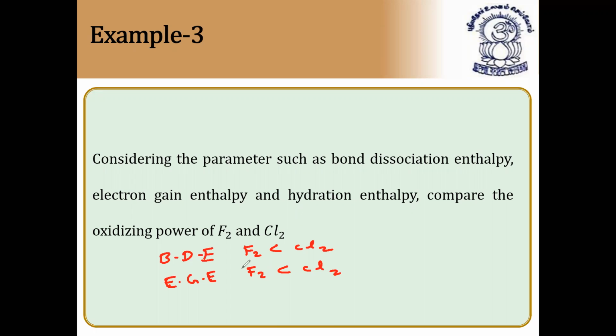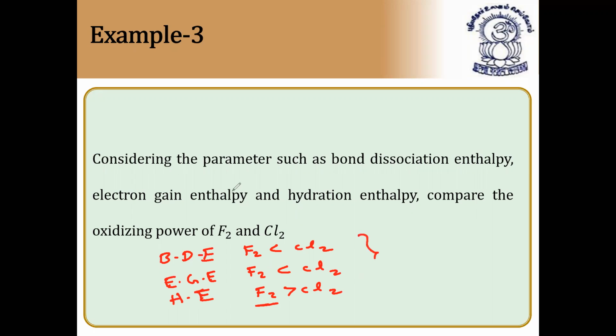Next, we have hydration enthalpy. Fluorine is greater than chlorine, because fluorine is more easily soluble in water when compared to chlorine gas. So that's why we can say these are the orders.